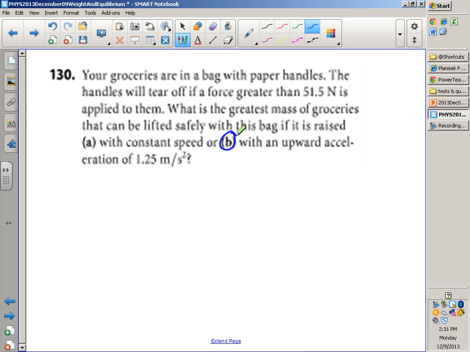Okay? First, what is this question asking us for? Weight, mass. It asks us for mass, right? So what is the greatest mass of groceries? So our unknown in this problem is mass. Okay? All right. Some things that they told us. What did they tell us about this situation?